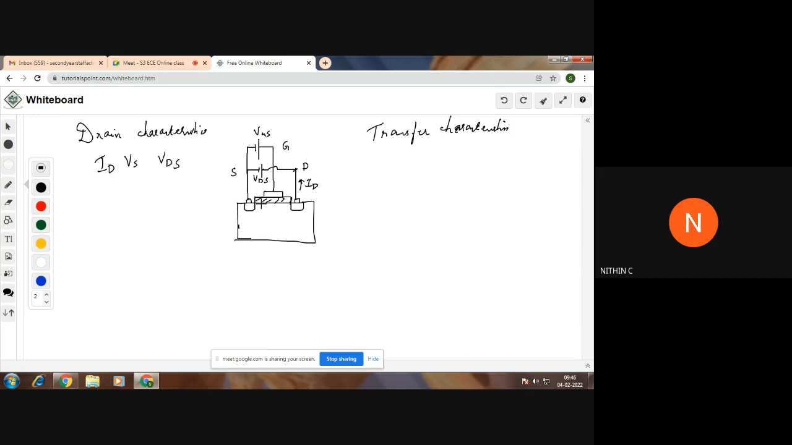And this drain current will be there only when... what is the condition for drain current to flow through the circuit? Can anyone tell what is the condition for the drain current to flow through the circuit? What is the basic condition for having drain current in the circuit? Respond.